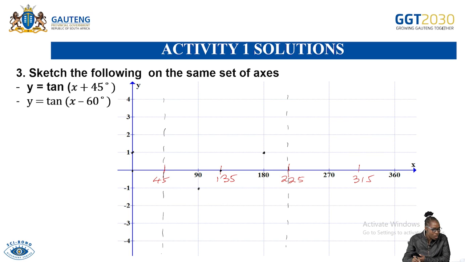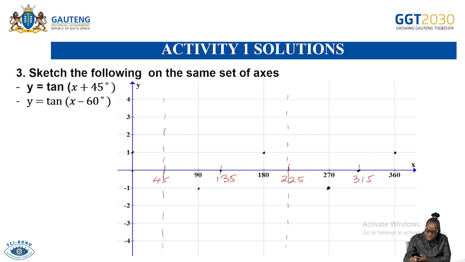Okay, at 270, what is your y? Your y is going to be negative 1. It's over there. At 315, it's 0. It's starting another cycle now. And at 360, what is your y? It's 1. Positive 1. I have a positive 1 over there.